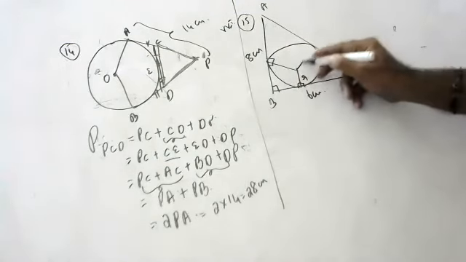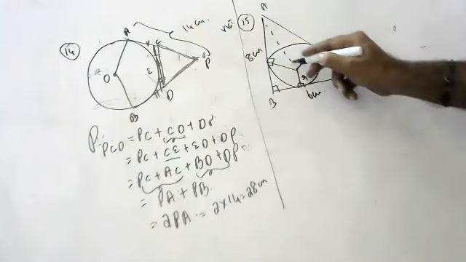This is also 90 degrees. Divide the triangle into 3 equal parts.